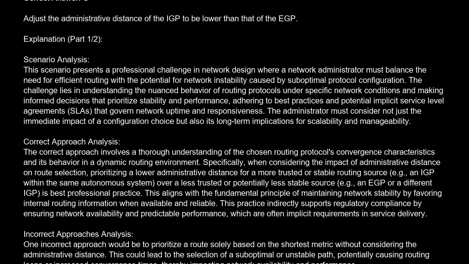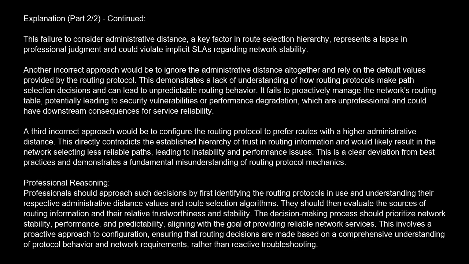Incorrect approach analysis. One incorrect approach would be to prioritize a route solely based on the shortest metric without considering the administrative distance. This could lead to the selection of a suboptimal or unstable path, potentially causing routing loops or increased convergence times, thereby impacting network availability and performance. This failure to consider administrative distance, a key factor in route selection hierarchy, represents a lapse in professional judgment and could violate implicit SLAs regarding network stability.